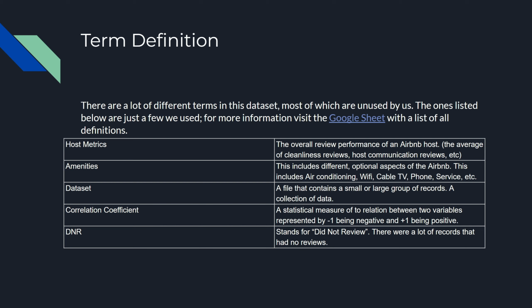DNR stands for did not review. There were a lot of records that had no reviews, so we had to fill it in with DNR, because if we deleted the records, we would lose a lot of the data. So we thought it was more valuable to just leave in the did not reviews.